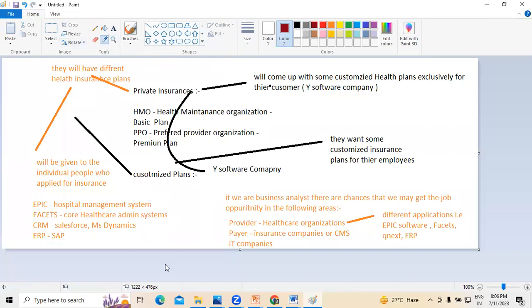Right. So these are the different applications which healthcare organizations use to manage all that. For example, sometimes they want to integrate Epic with CRM. Understood, right? So they want to integrate Epic with CRM. That is one thing that may happen sometimes.